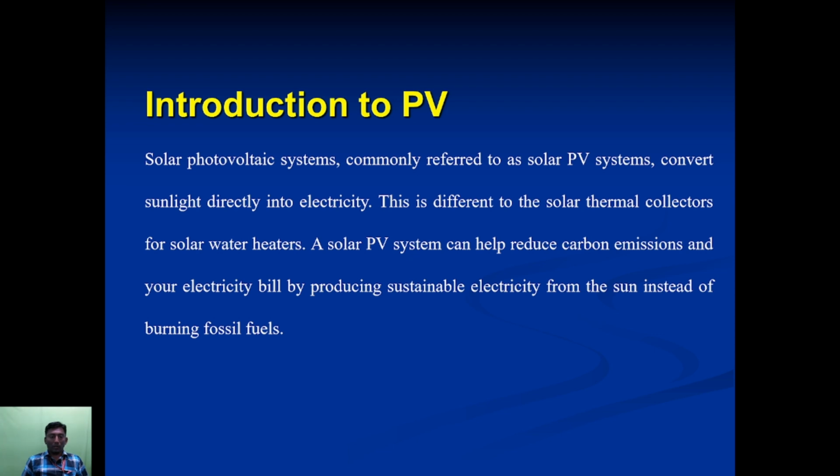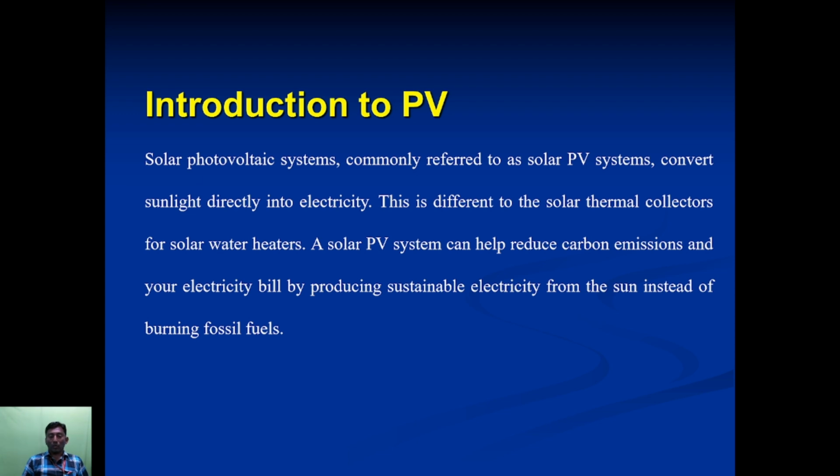Let me discuss the solar PV system. A solar photovoltaic system, commonly referred to as a solar PV system, converts sunlight directly into electricity. The working principle we have discussed already. By following that principle, the solar photovoltaic system converts sunlight into electricity without any form of transformation. Directly we can get electricity. This is different from solar thermal collectors, like the solar water heater we have discussed already.